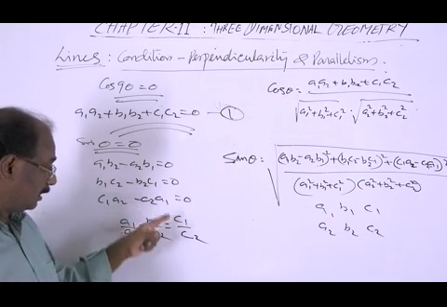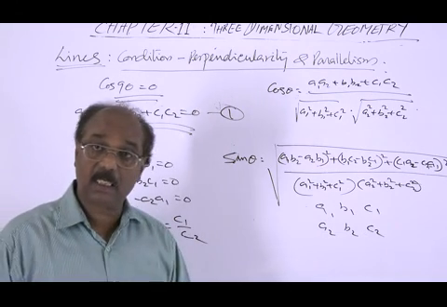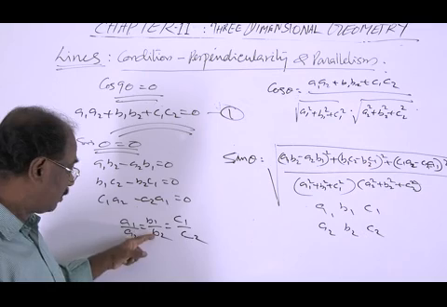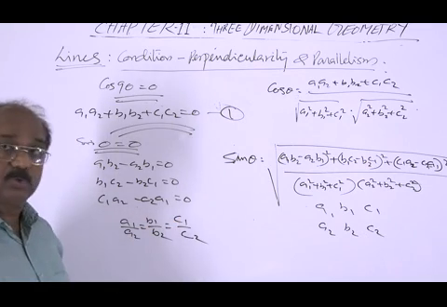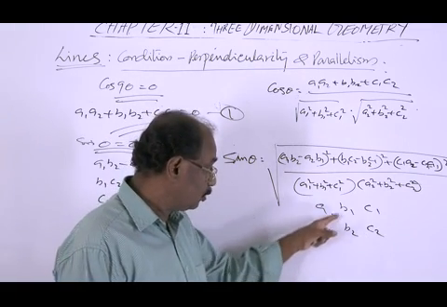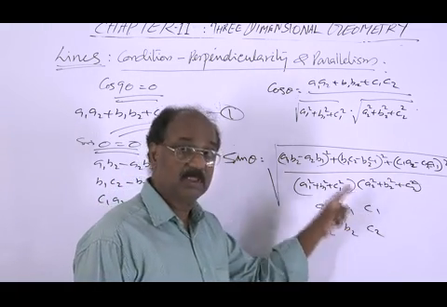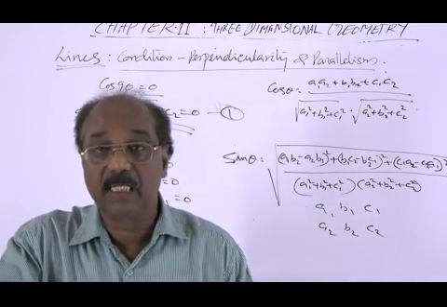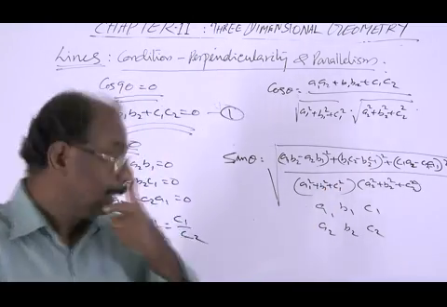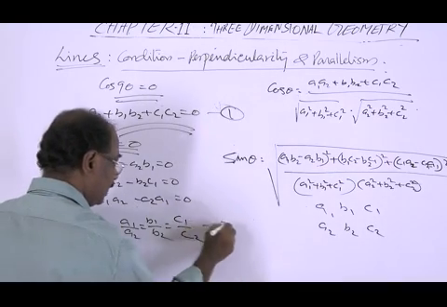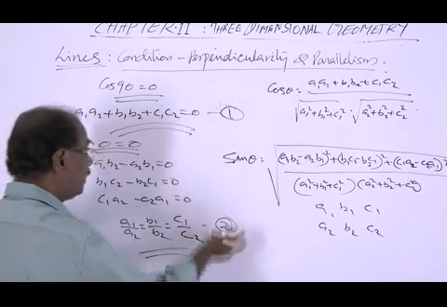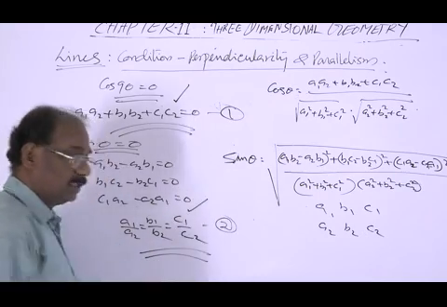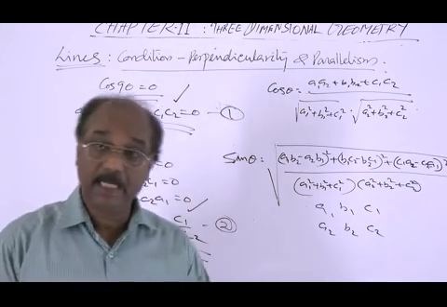Hence, if the two lines are parallel, then a1 by a2 equal to b1 by b2 equal to c1 by c2. So this is the condition for parallelism. Thus we have the conditions for parallelism and perpendicularity. Condition for perpendicularity is this, condition for parallelism is this.